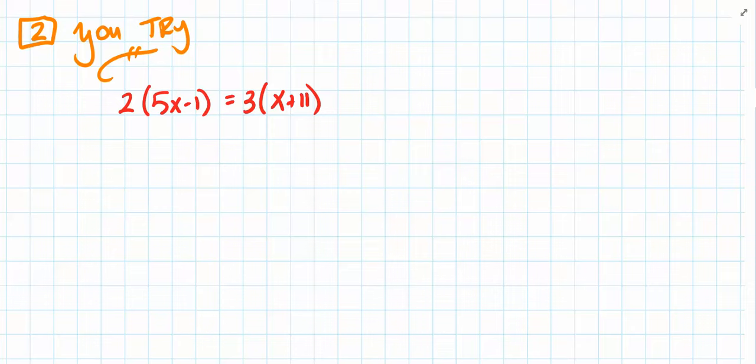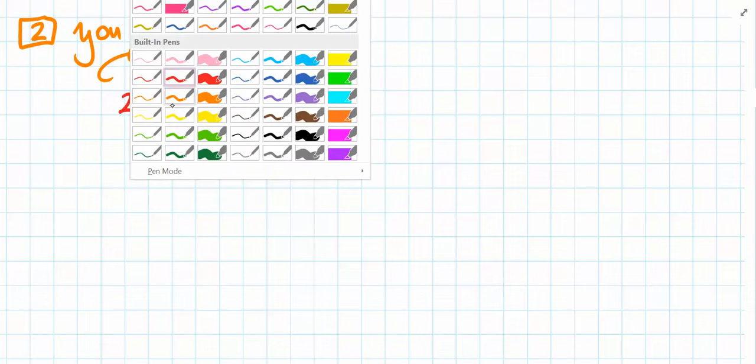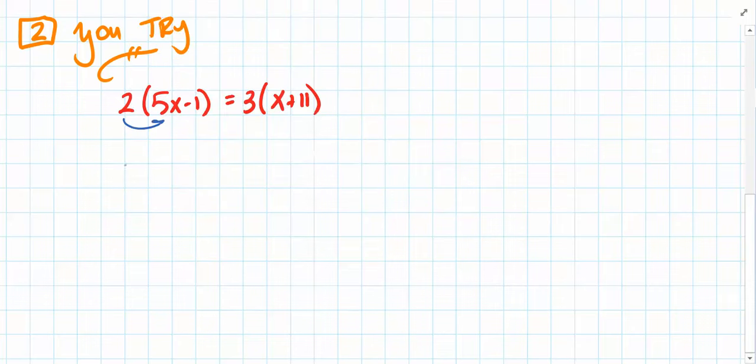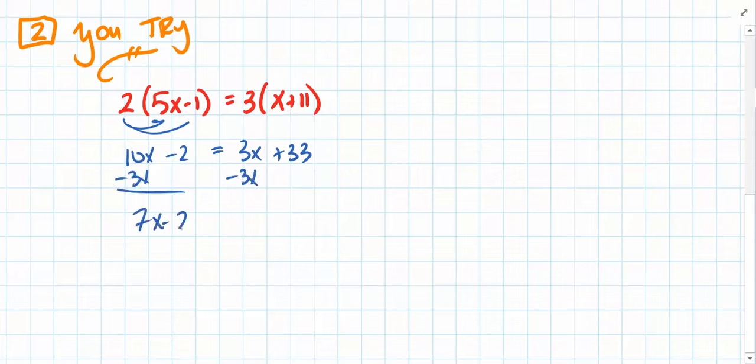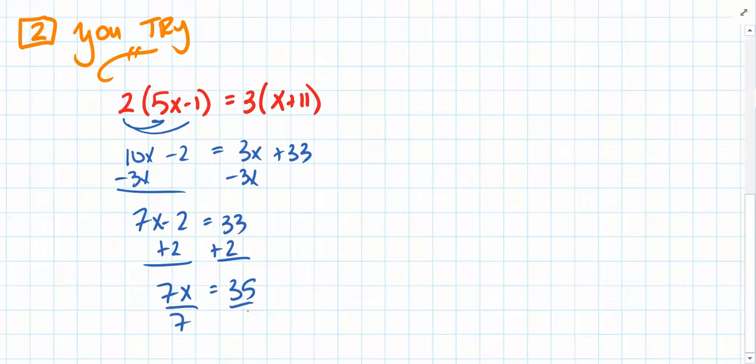What'd you do? So I distributed both sides. Okay. 10x minus 2 equals 3x plus 33. And then I subtracted 3x from both sides, and I got 7x minus 2 equals 33. And then I added 2 to both sides, and I got 7x equals 35. And I divided both sides by 7, and I got x equals 5. You got x equals 5.